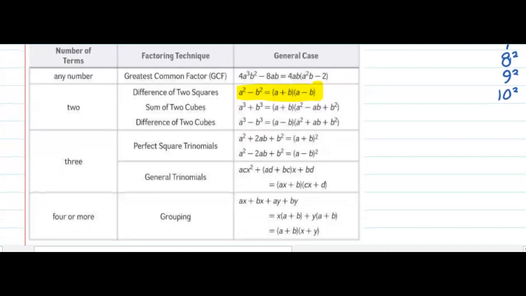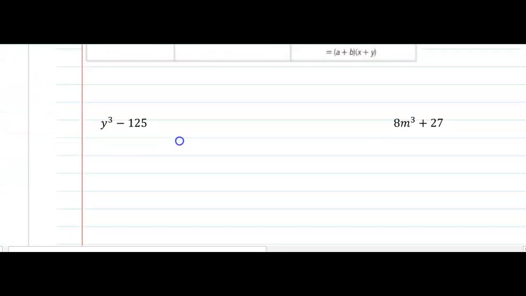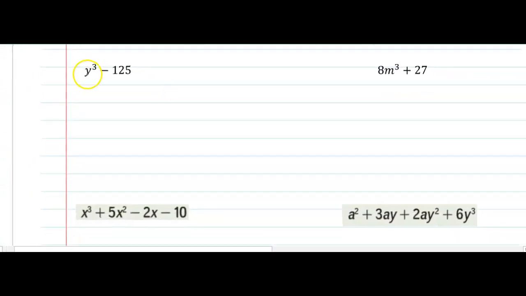Additionally, we also have a special formula when we have the sum of two cubes, or the difference of two cubes. Let's take a look at what that would look like. Y to the third is a perfect cube. It's y times y times y. 125 is also a perfect cube. It's 5 times 5 times 5.